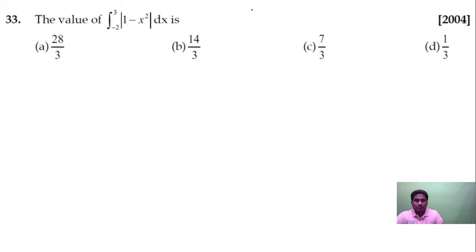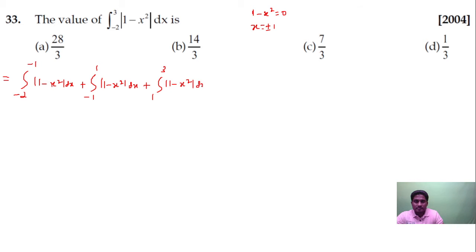If I equate this to 0, 1 minus x square is equal to 0, you get x is equal to plus minus 1. So both lie between minus 2 and 3. So this can be written as integral minus 2 to minus 1 of mod of 1 minus x square dx, and then minus 1 to plus 1 of mod of 1 minus x square dx, plus integration of 1 to 3 of mod of 1 minus x square dx.